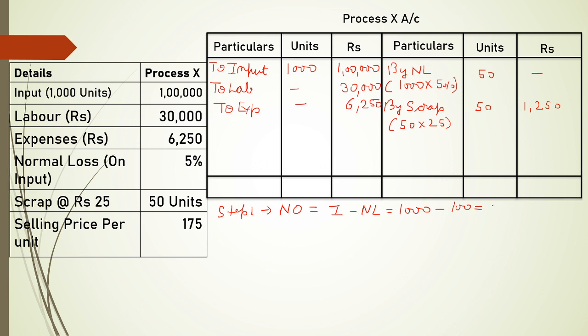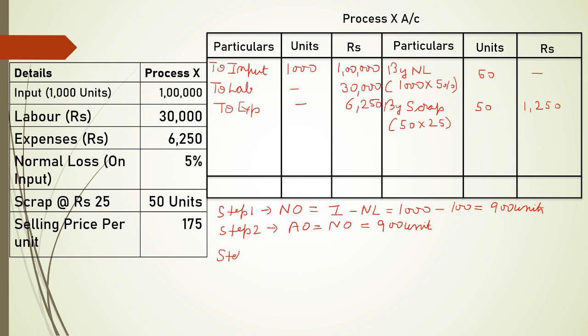So our normal output in this process is 900 units. Now in the second step we have to compare the actual output with normal output. The actual output is not given here, so actual output equals normal output, which equals 900 units. Now this is the output of this process.